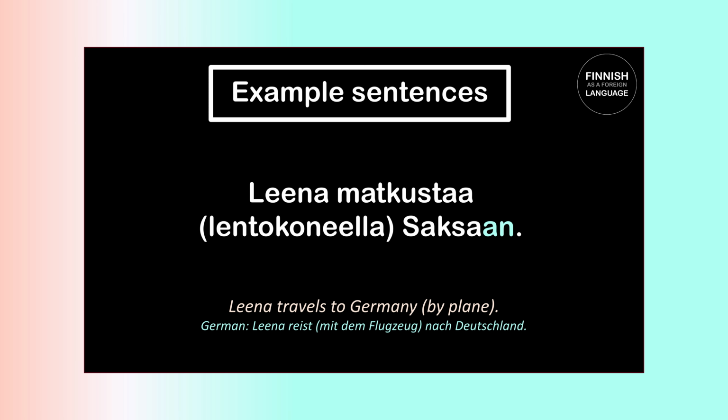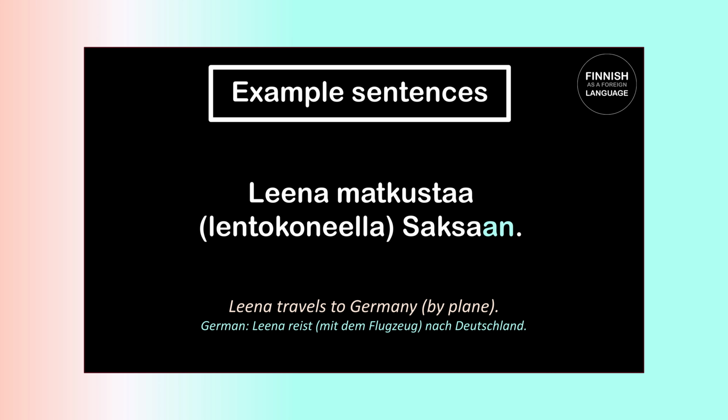Next one. Leena matkustaa Saksaan means Leena travels to Germany. If you have already learned a little bit more about the adjective case, then we can, for example, also say Leena matkustaa lentokoneella Saksaan, which would mean Leena travels to Germany by plane. So lentokoneella is the adjective case of lentokone, which means airplane. Why does the airplane stand here in the adjective case?